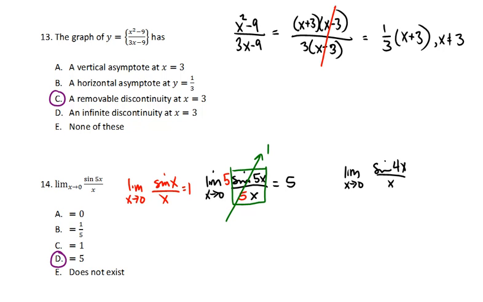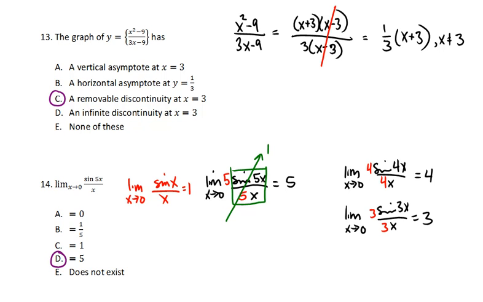Similarly, the limit as x approaches 0 of sine of 4x over x would be 4. And the limit as x approaches 0 of sine of 3x over x would be 3. In each of these cases, we would find this answer by multiplying top and bottom by 4 or by 3. Then the limit as x approaches 0 of sine of 4x over 4x would be 1, and 1 times 4 is 4. Likewise, sine of 3x over 3x would have limit 1, times 3 would be 3. We'll go on to problem 15.